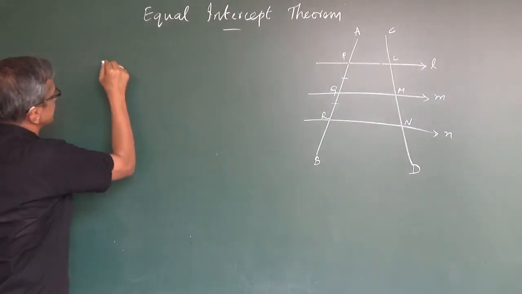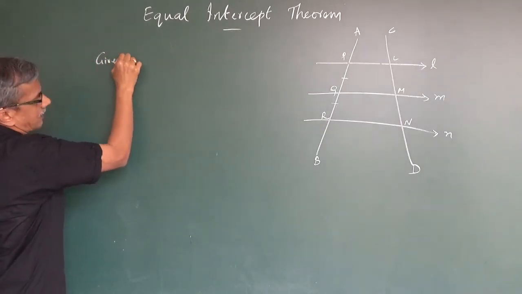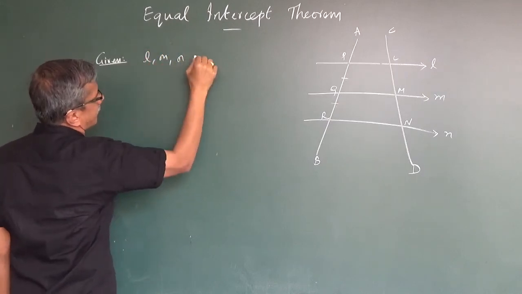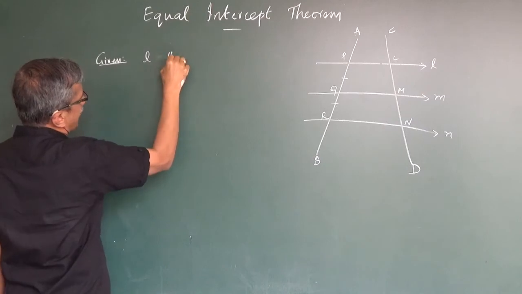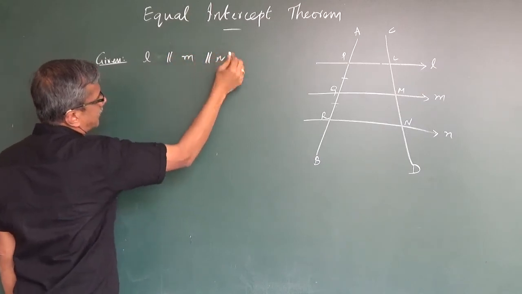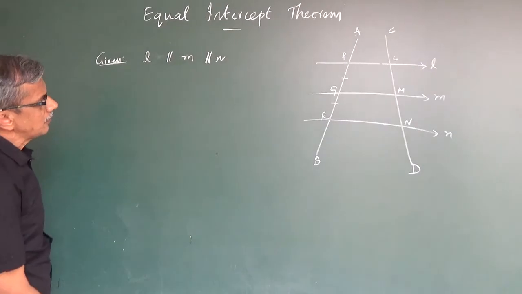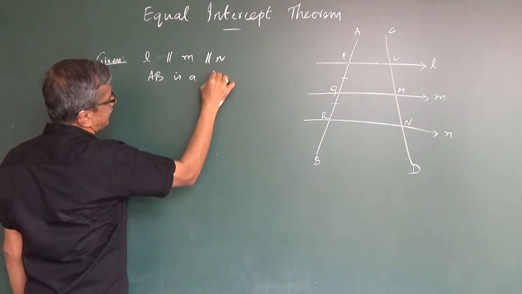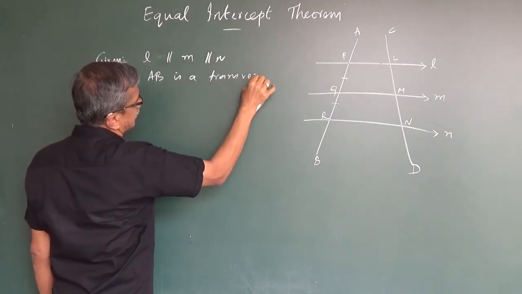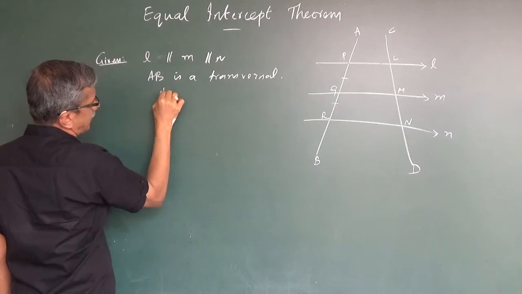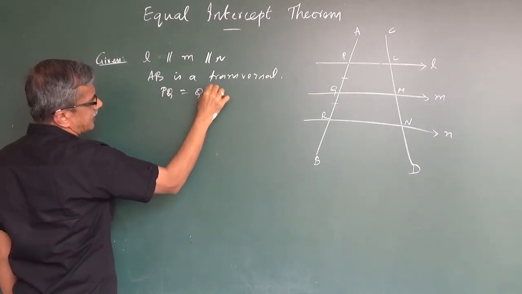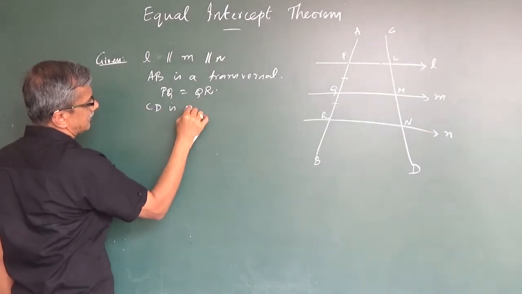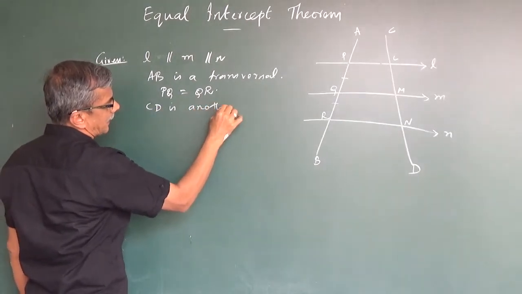Now how to prove this? So what is given? Given is L, M, N are all parallel lines. L is parallel to M, and these three are parallel. Now AB is a transversal, and PQ is equal to QR. It is making equal intercepts. And CD is also a transversal. CD is another transversal.